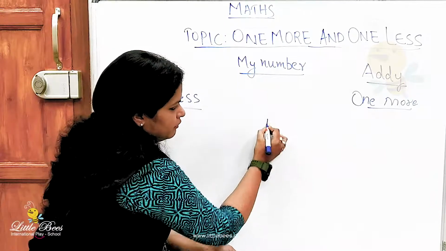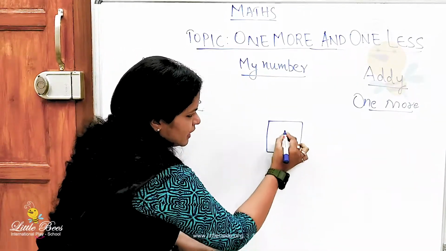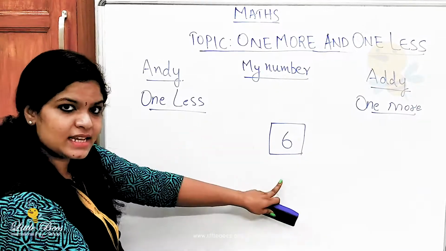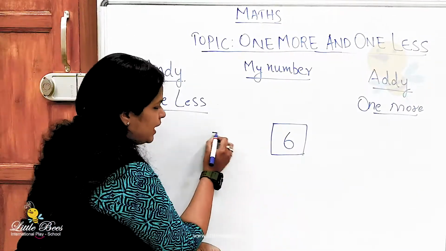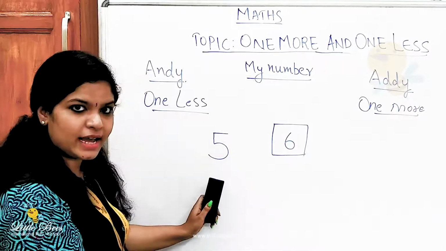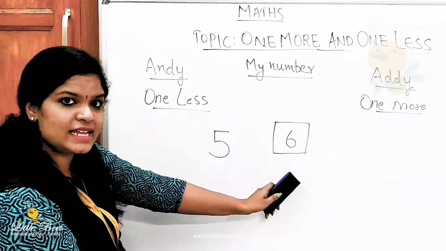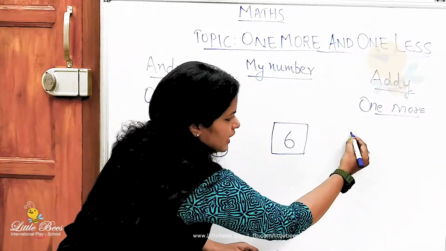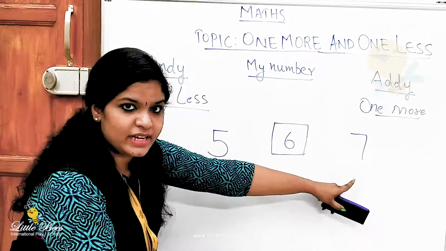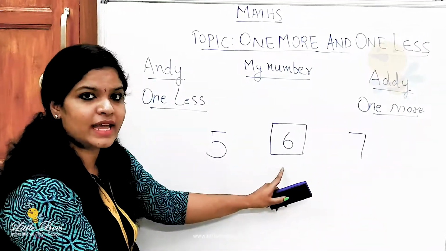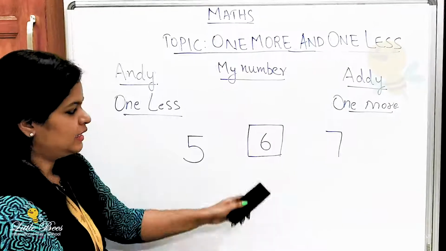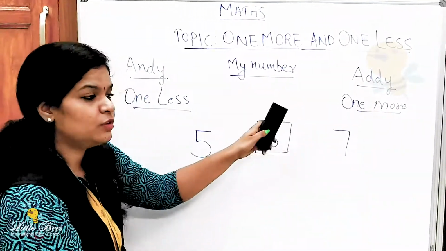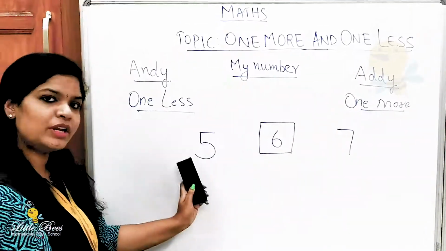So now the first number, which number will we take? For example, we will take the number 6. So here, which is 1 less than 6? Number 5. Number 5 is 1 less than 6. And which is 1 more? It will be 7. 7 is 1 more than 6. Okay? When you add 1 more, it will be the next number. When you say 1 less, it will be the previous number.